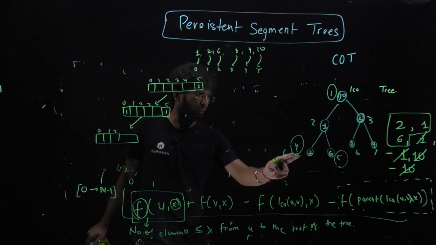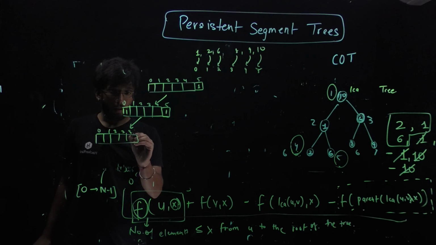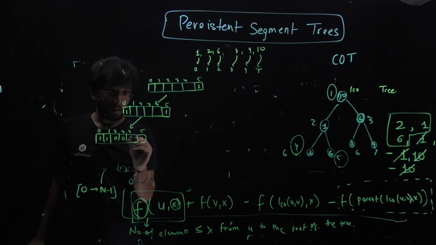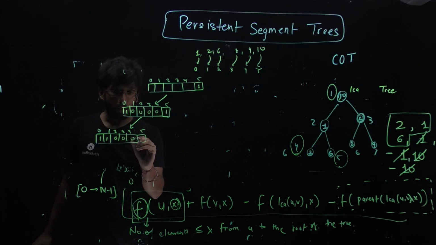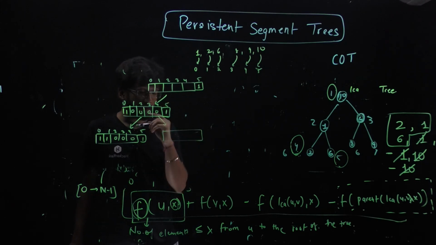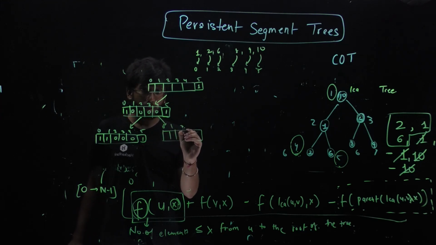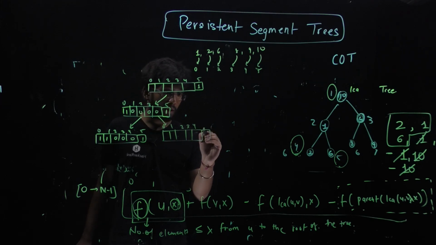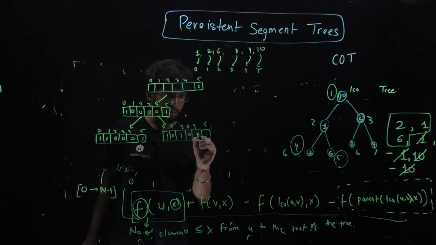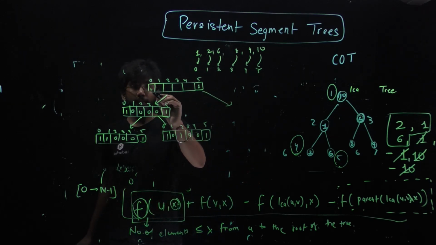This is node number 4 and the value is 2. 2 is mapped onto 1. So it will look something like this. Similarly, I can make it for 6. 6 has been mapped onto 2. So 0, 1, 2, 3, 4, 5, and now it looks like 1, 0, 1, 0, 0, 1. And similarly, you can construct it for others as well.